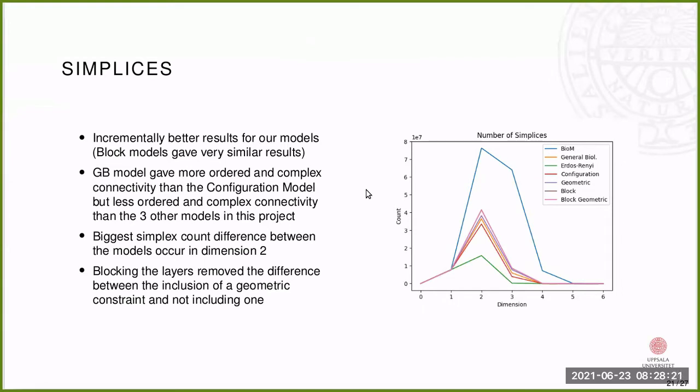We wanted to compare the number of these simplices in all dimensions for each of our models. We can see that the BioM model gives high levels of 2-dimensional and 3-dimensional simplices in particular. So we have a lot of order in the connectome on the local level. We have high levels of complexity as well, so we have 4- and 5-dimensional cliques in the BioM microconnectome.